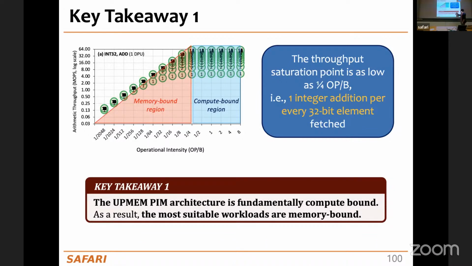This relates to what I was saying earlier, that the PIM architecture, this UpMem PIM architecture, is fundamentally compute bound, basically because if we analyze the arithmetic throughput versus the operational intensity, we observe that the saturation point happens at very low operational intensity. So as soon as we are doing something like one integer addition per every 32-bit element that we read from memory, we are already in the compute bound area.